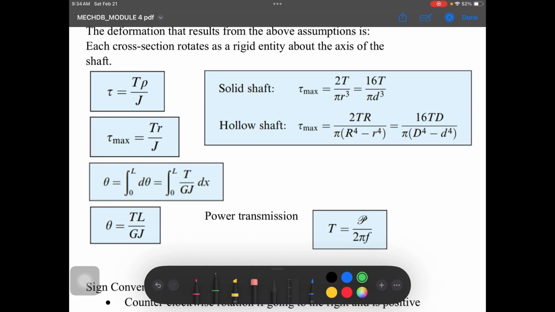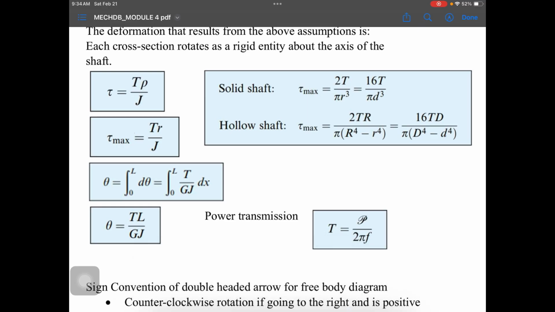Kaya merong derivation ng formula for tau max kapag solid circular shaft ka, ito ang gagamitin mo. Or kung hollow circular shaft ka, ibig sabihin yung may butas, yung mga may tube, ito ang gagamitin mo. So, basically, itong dalawang formula na to are just the same dito kay ito. Sinubstitute lang yung formula ng J for solid shaft and J for hollow shaft. Kaya na-derive tong mga to. So, any of them you can use for tau max or the maximum torsional stress. So, that's how we get torsional stress, no?